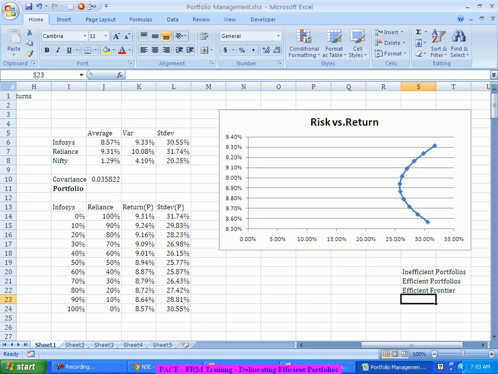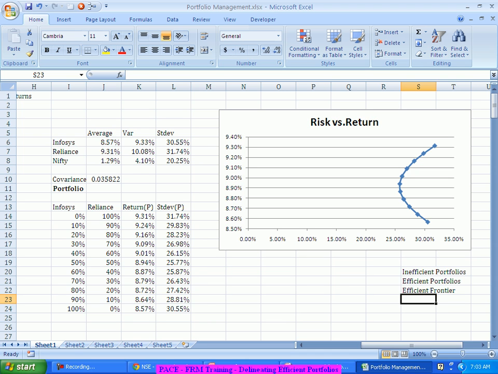If I am willing to take 30% risk, I can choose a combination somewhere like 10 and 90: 10% in Infosys, 90% in Reliance. Though the minimum variance is at 25%, I may be willing to take slightly more risk as an investor. I'm okay even if I take 30% risk. I don't need 25%, but I need a better combination for that 30% risk. You cannot suggest me, because you are ready to take 30% risk, go and invest everything in Infosys. It's not a good combination.